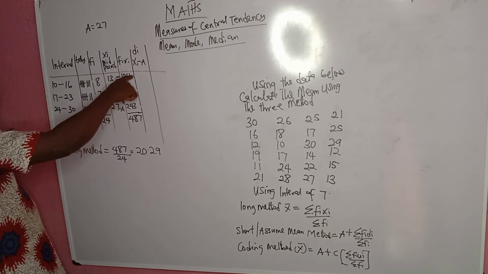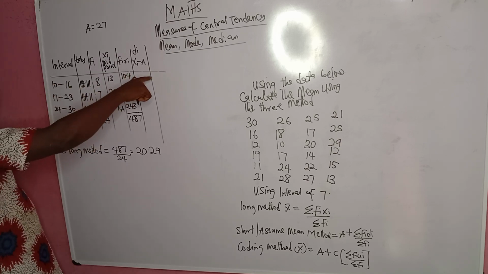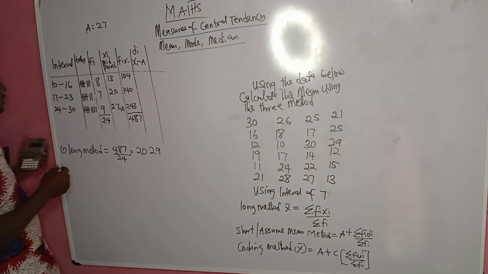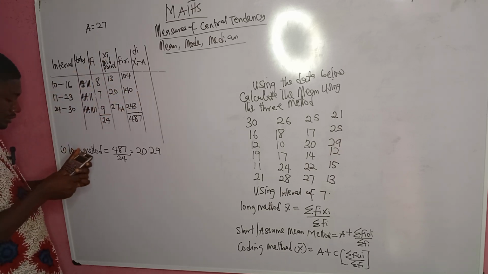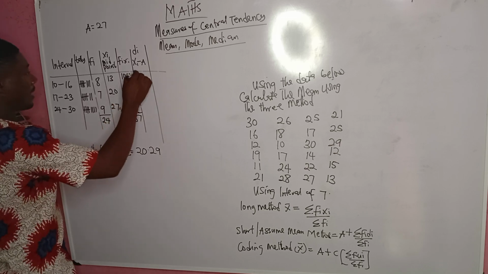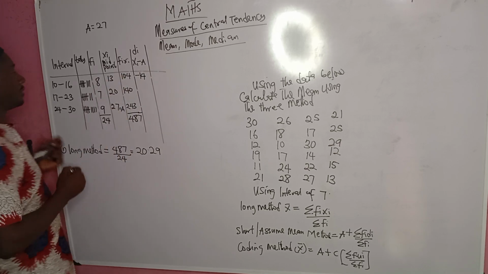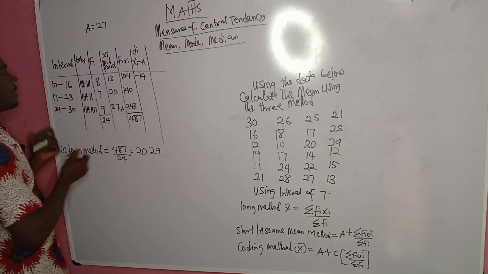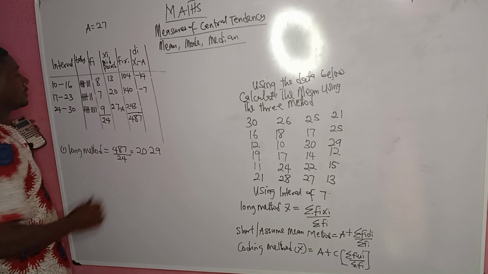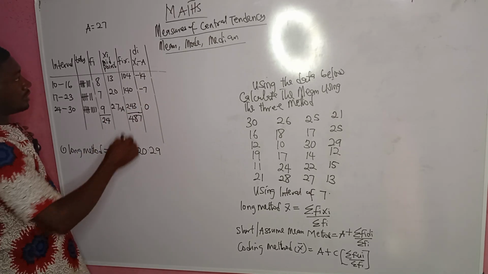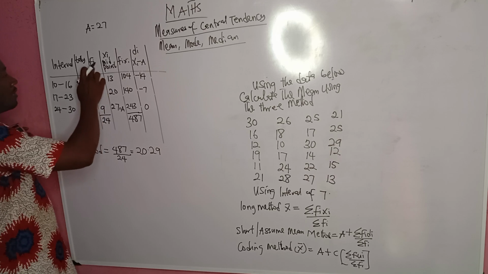Then our Xi in the first row is 13. 13 minus 27 will give us minus 14. Our Xi in the second row is 20. 20 minus 27 will give us minus 7. And 27 minus 27 will give us 0. Now we know our Di and we know our Fi.